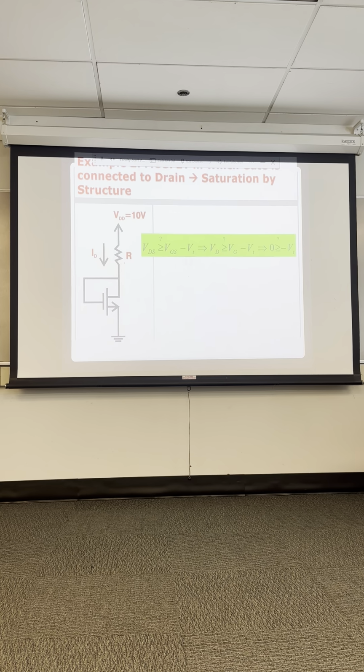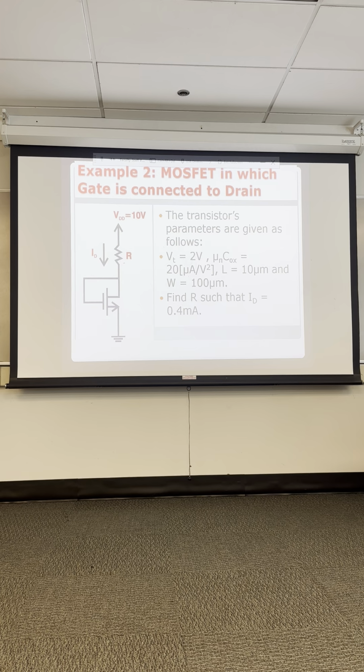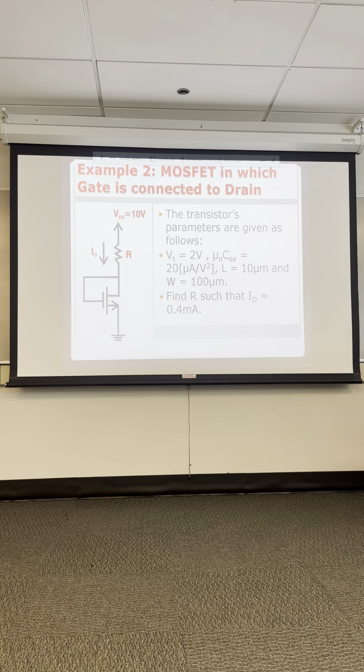Now by inspecting the circuit, we find the drain is connected to the gate. The drain is connected to the gate. So is the gate to source voltage equal to the drain to source voltage?